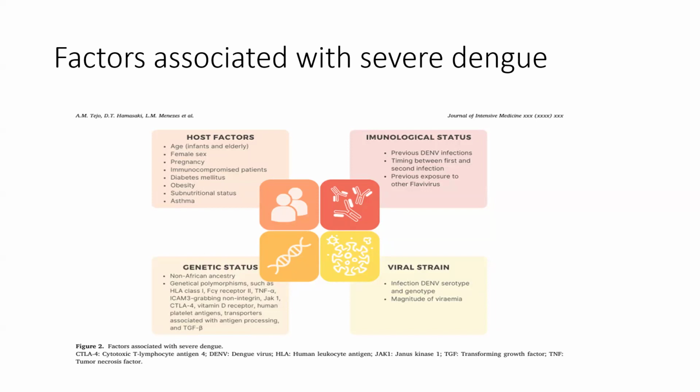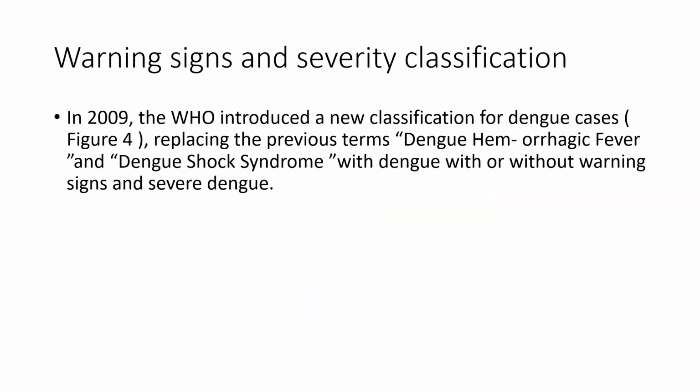Immunological status like previous dengue infection, timing between first and second infection, and previous exposure to other flaviviruses. Then regarding viral strain, infection with dengue virus serotype, genotype, and magnitude of viremia. Regarding warning signs and severity classification, in 2009, WHO introduced a new classification for dengue cases, replacing the previous terms, that is dengue hemorrhagic fever and dengue shock syndrome, with dengue with or without warning signs and severe dengue.